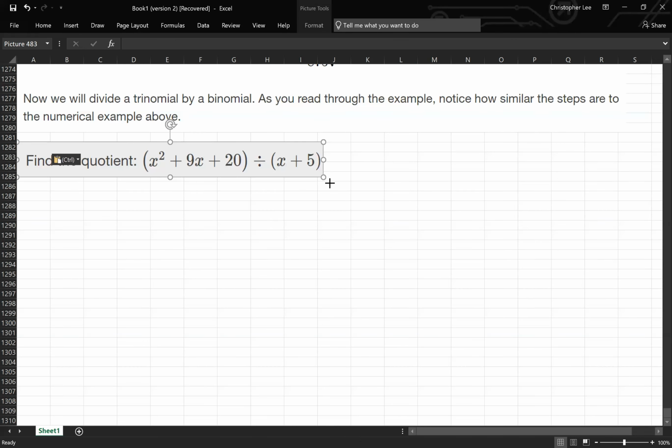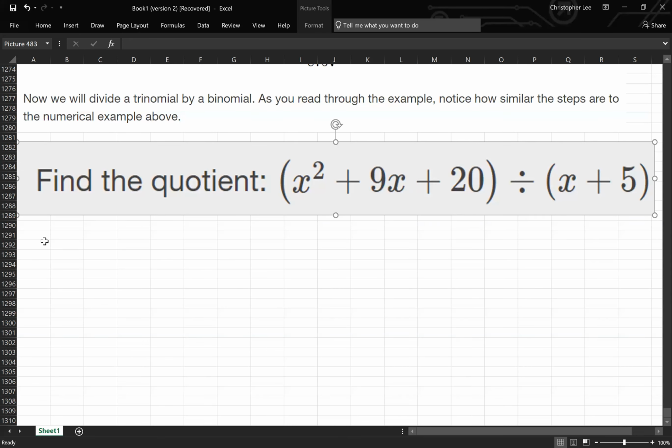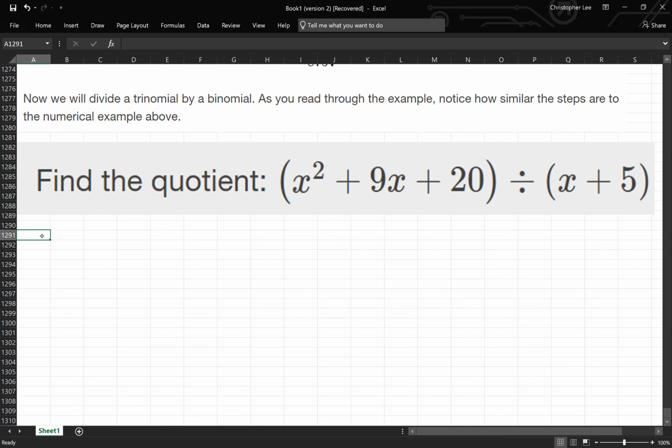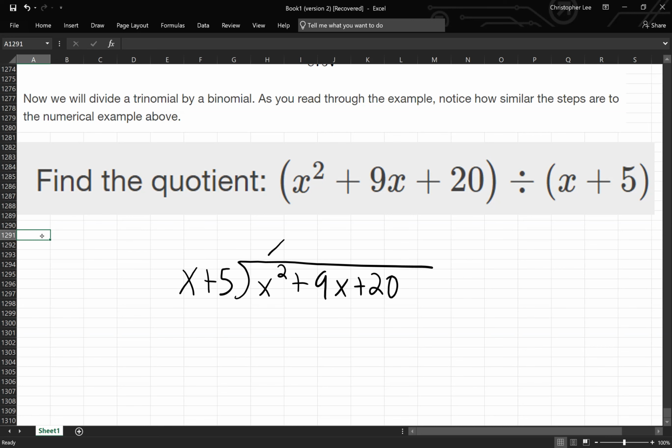So I have x squared plus 9x plus 20 divided by x plus 5. So here's how we do this, right? I'm going to put my divisor on the outside, so x plus 5. On the inside, my numerator, which is x squared plus 9x plus 20. And then very simply, x goes into x squared how many times? x times. And x times x is x squared. x times 5 is plus 5x.